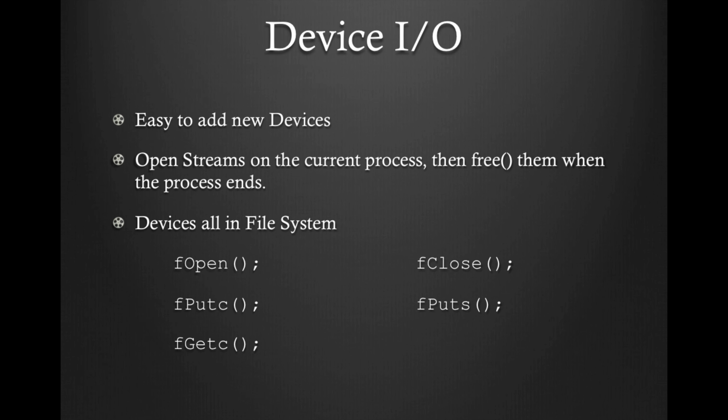New devices are easy to add to my operating system. Streams are opened per process and then freed when a process terminates. I also use a union to distinguish between a device and a file, so I can use the same structs and the same commands to manipulate them. My file system is completely separate from any processes. That way I do not need to have it dependent on what process is running.